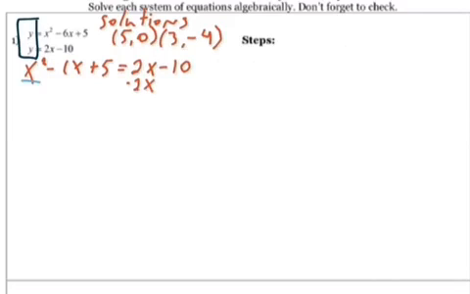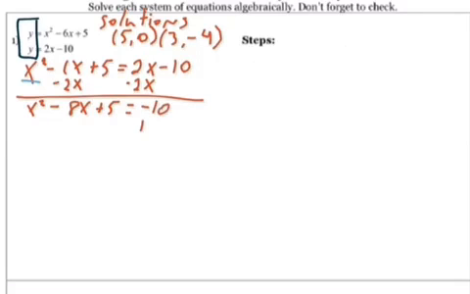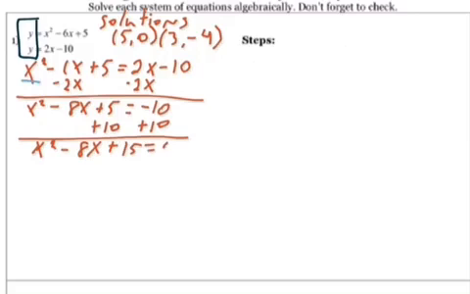So subtract 2x from both sides, giving you x squared minus 8x plus 5 equals negative 10. Add 10 to both sides. Now your quadratic equation is x squared minus 8x plus 15 equals 0.